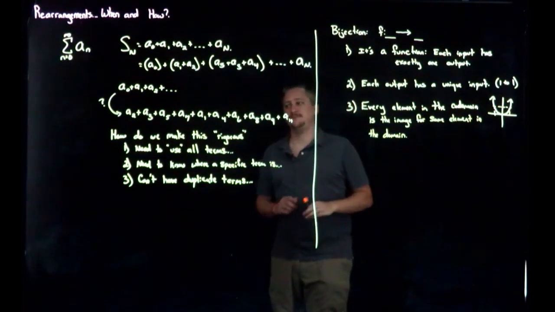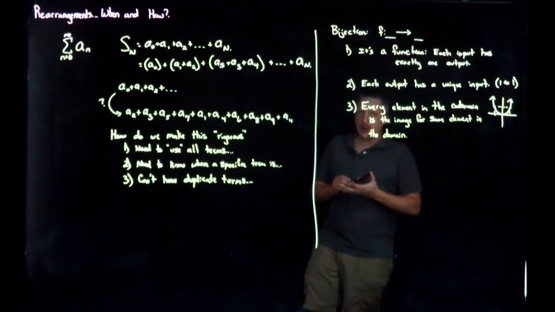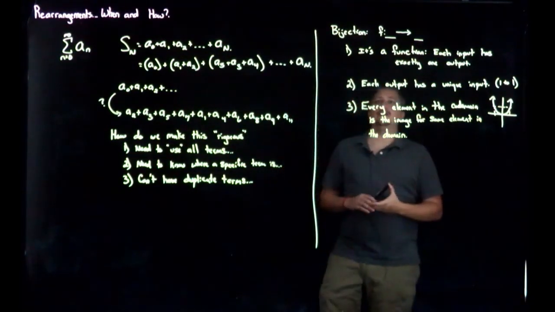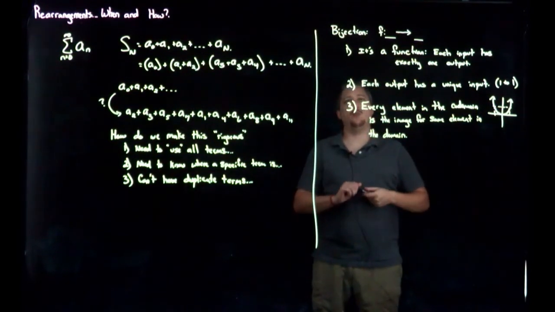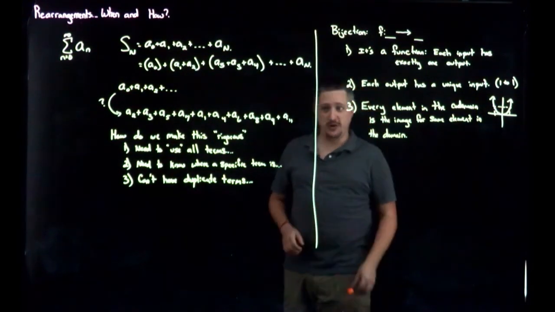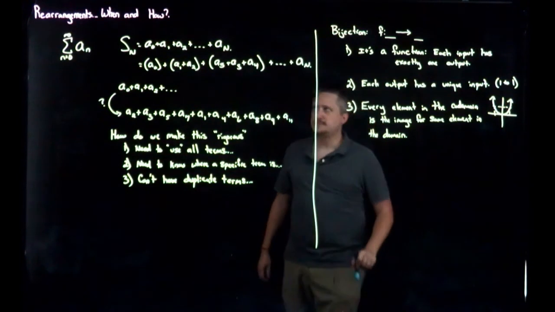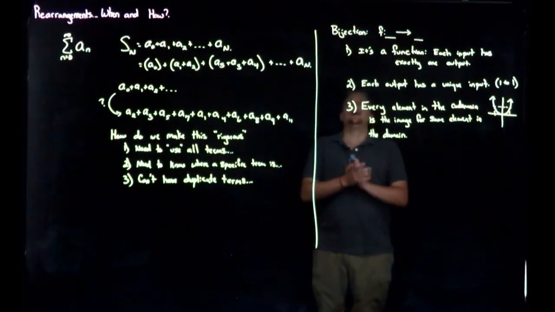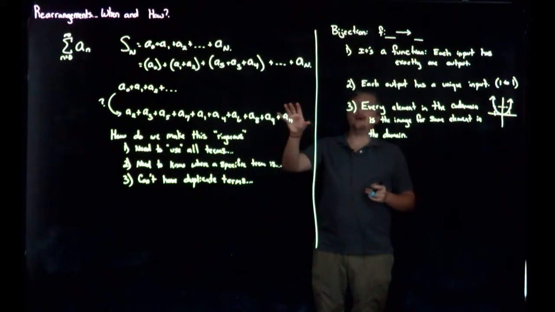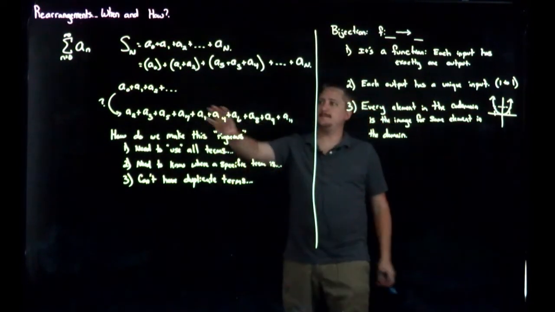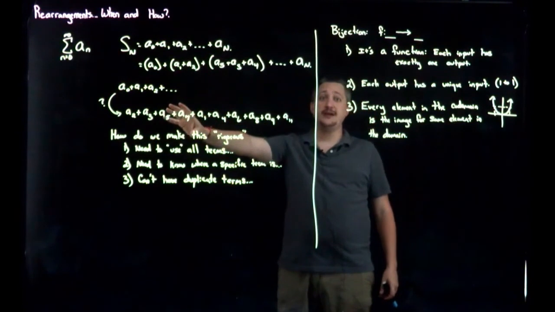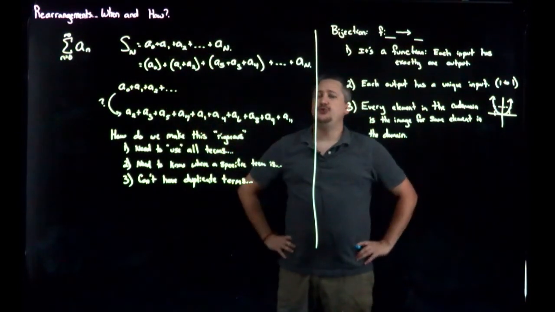Okay, so my claim is that the bijection does what we want, and the question is, why or how does it do what we want? So let's think about this for a second. If I were to give a rearrangement of these things and try to describe it, how could I do that?